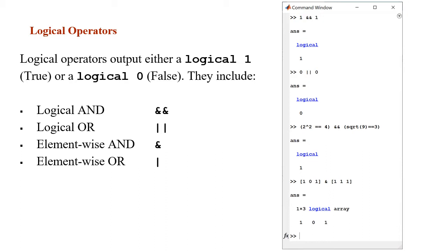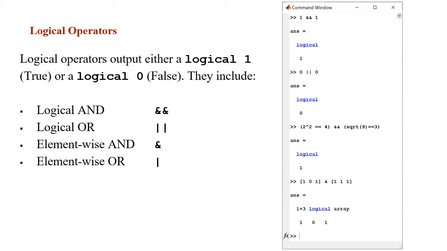Next, the next operator is the logical OR, denoted by two OR signs. As an example, we're checking whether false or false is correct or not. So MATLAB will output logical 0, because according to Boolean algebra, you need one of the statements to be true in an OR statement for the output to be true as well.